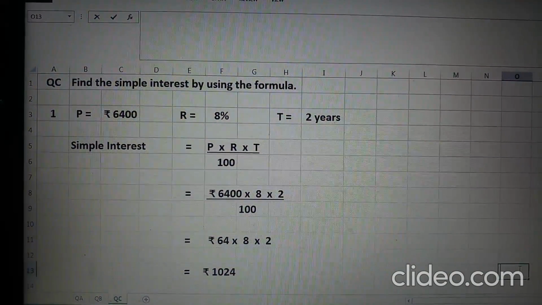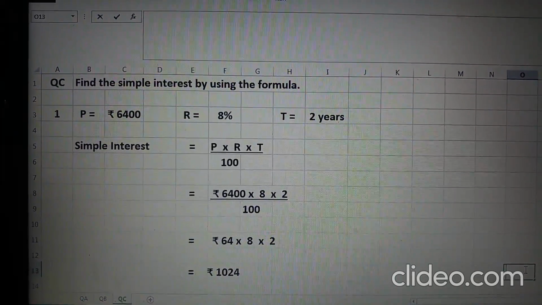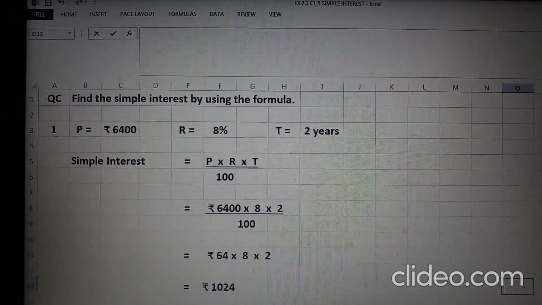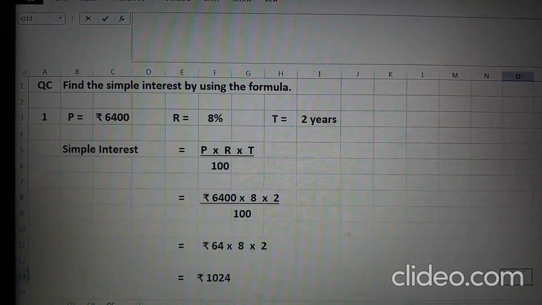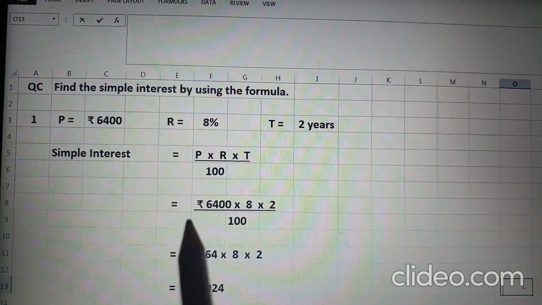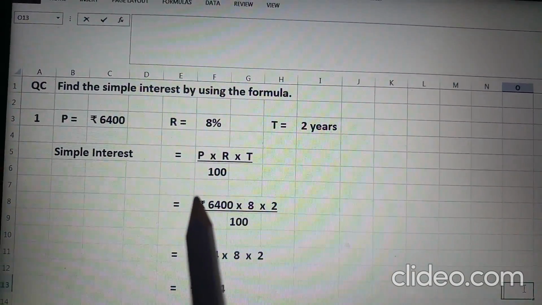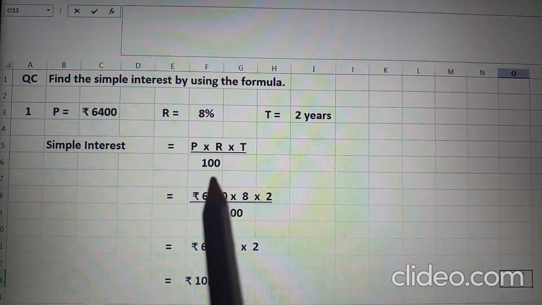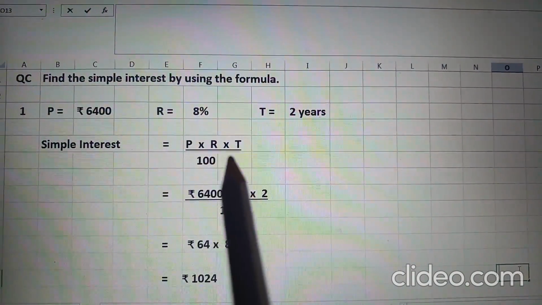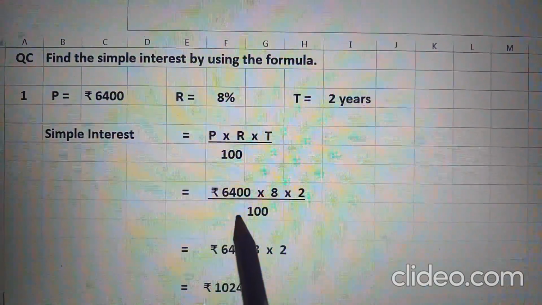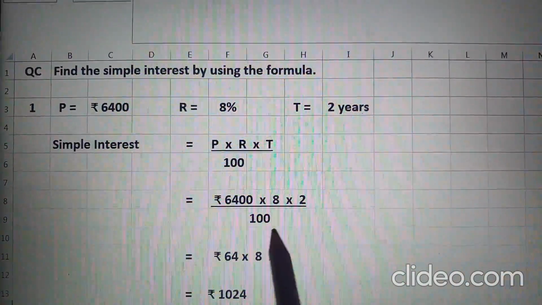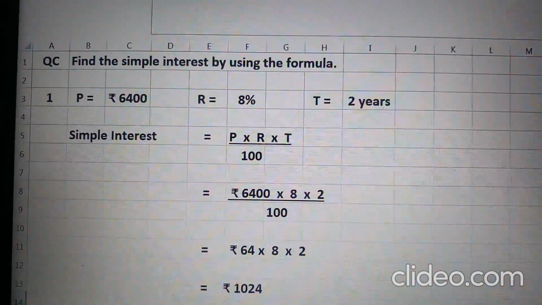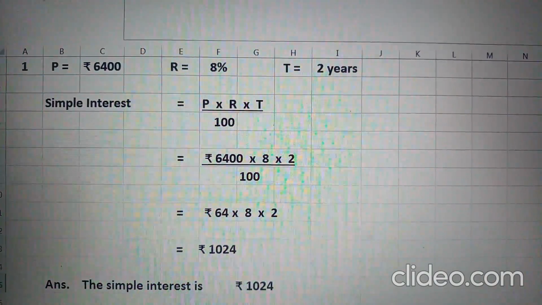Question C is, find the simple interest by using the formula. Children, you have to use the formula to find simple interest. The first one is, principal is given as ₹6400, rate is given as 8% and the time is given as 2 years. The formula to calculate simple interest is P into R into T upon 100, where P is principal, R is rate, T is time. As rate is given in percent, we remove the percentage sign and write 100 as denominator. Now principal is ₹6400, rate is 8%, time is 2 years. So we will write ₹6400 into 8 into 2 upon 100. When we cancel, we get ₹1024. Therefore, the simple interest is ₹1024.